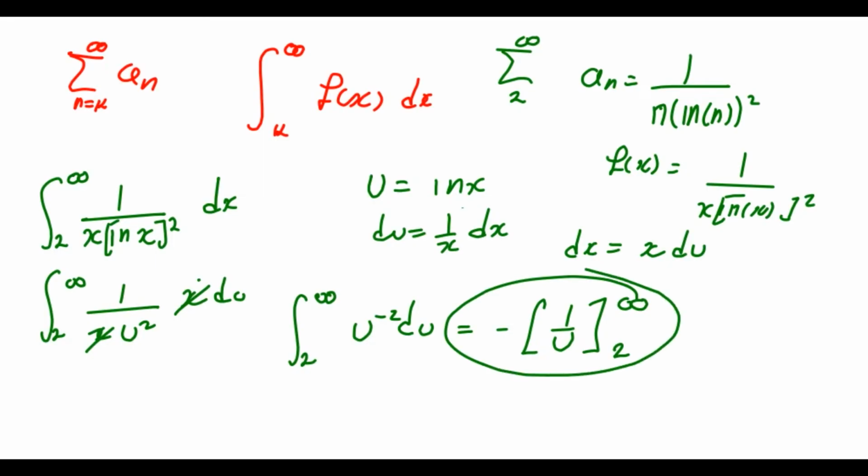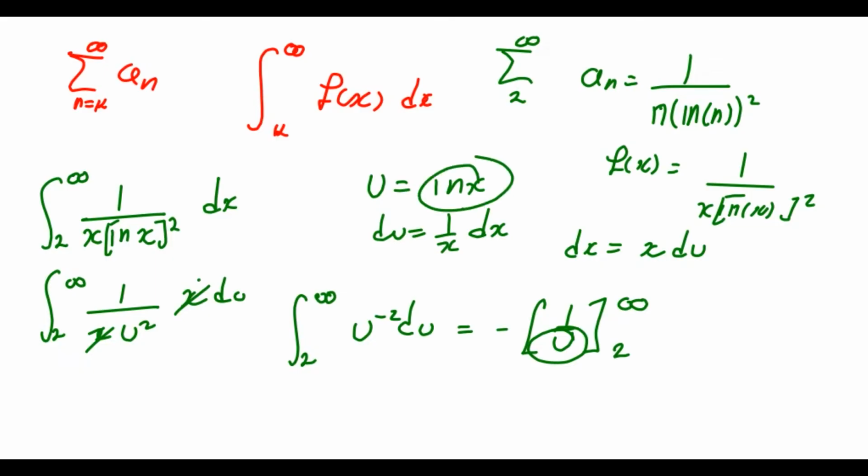You can evaluate it from here, meaning you have to change this back to ln of x instead of u, or what you can do is find the limits of u in terms of x. So u is equal to, the upper limit is infinity, so ln of infinity is still going to be infinity. But if you say ln of 2, this will just be ln of 2. So if I'm to evaluate in terms of u, instead of having 2 here, this would be ln of 2.